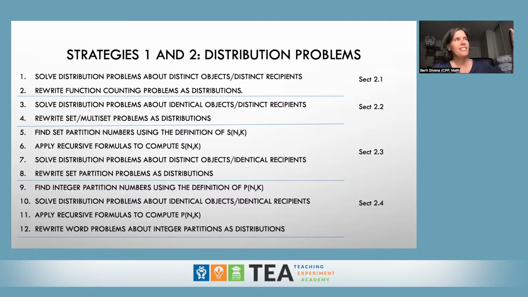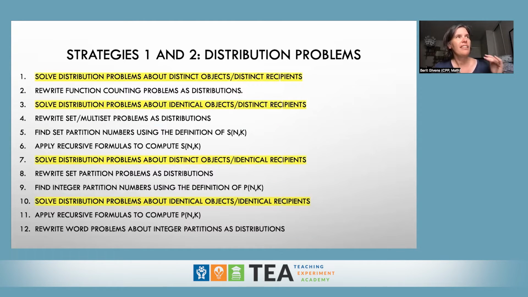And what I've done here is I've written all of the objectives for chapter 2 in the book that I used, and I rewrote them a little bit to make it more obvious. My original pass through was not quite this obvious. But when you look at these learning objectives section by section, you might notice that some are phrased the same way. These are all in different sections of the book, but as I rewrote them, I realized, oh, they're really all the same thing: solve distribution problems about some kind of objects and some kind of recipients.